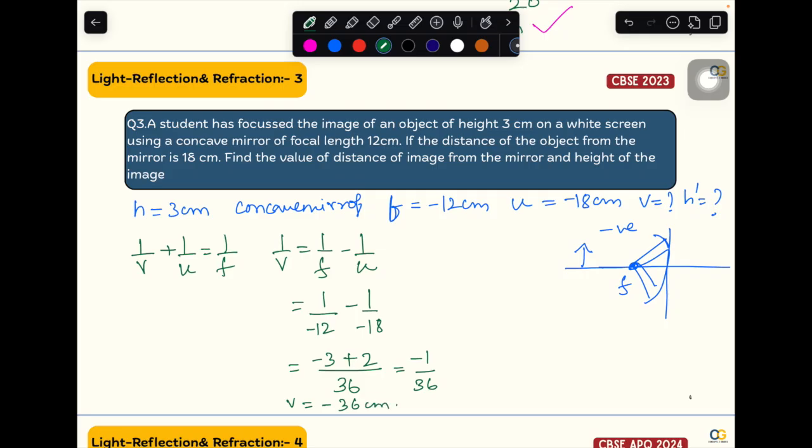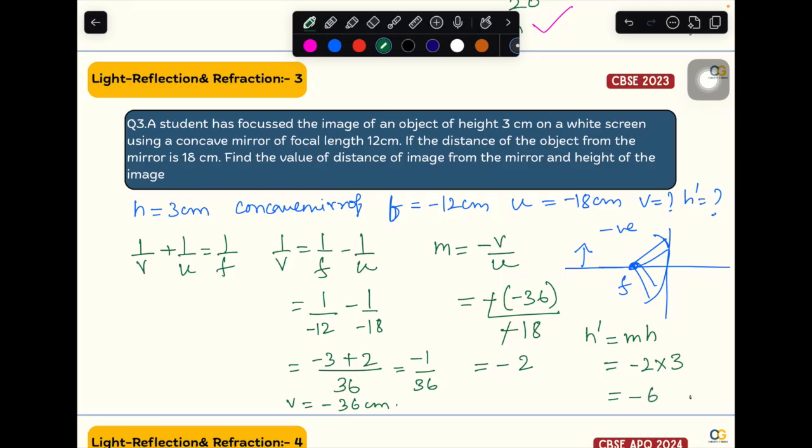Now to find the magnification. After the whole thing finishes, I'll show you how to verify that your answer is absolutely right. No need to worry about it. So the magnification is given by minus v by u for the mirror. So if I write minus, v is minus 36 divided by u, u is minus 18. So minus cancelled, and you get minus 2, which is the magnification. So the height of the image will be magnification into height of the object, right? So it is minus 2 into 3, which is equal to minus 6 centimeters.